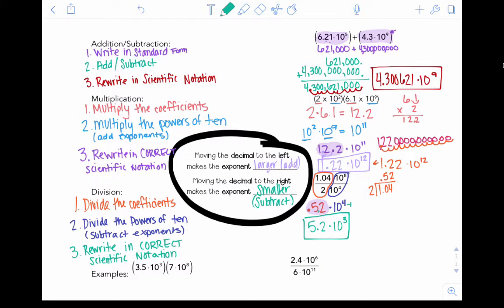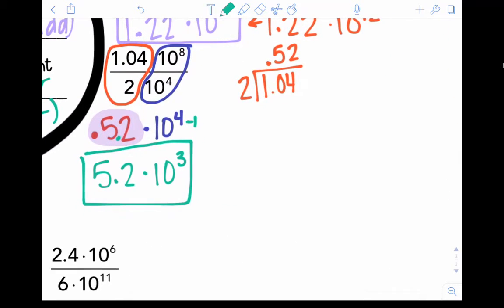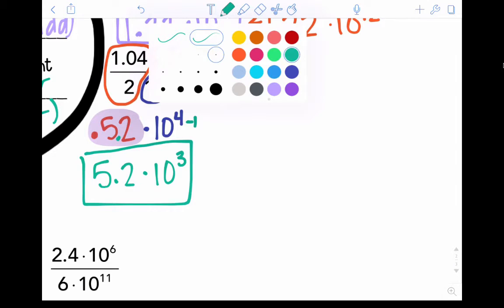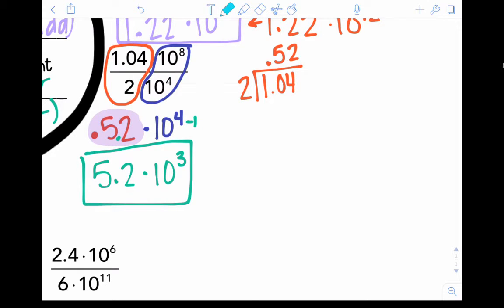When I move to the right, I subtract. When I move to the left, I add. So if that's kind of hard for you to wrap your head around, because that is a little different to think about, you can always go through the steps of writing it out to standard form and then writing that as scientific notation. So I can write 0.52 times 10 to the 4th as 5,200 because I know my decimal moves to the right 4 times, which leaves me with 2 spots to fill with zeros.